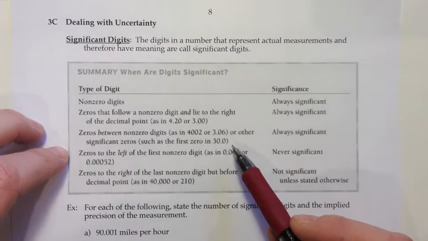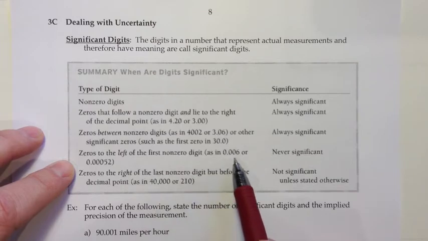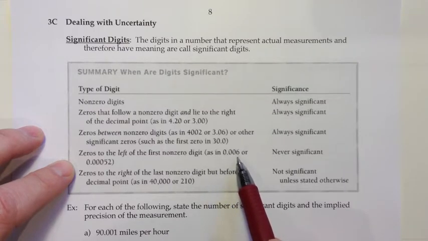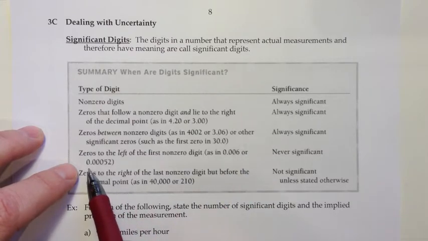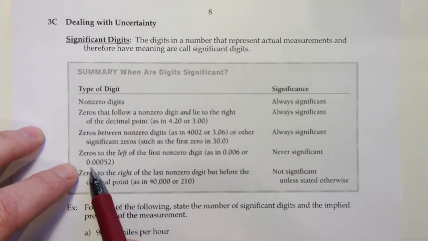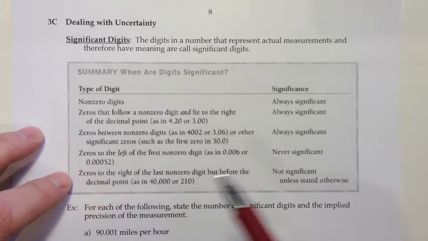So there are some cases though where the zeros don't count, and one of those would be if it's to the left of non-zero digits, and that tends to happen in these small decimal numbers. So if you have 0.006, if you just count the digits you see, it would be 4, but the zeros in the front don't count, so that's just one significant digit. This may look like 1, 2, 3, 4, 5, 6, but it's actually just 1, 2. We never count those zeros at the beginning of a small decimal number as significant.